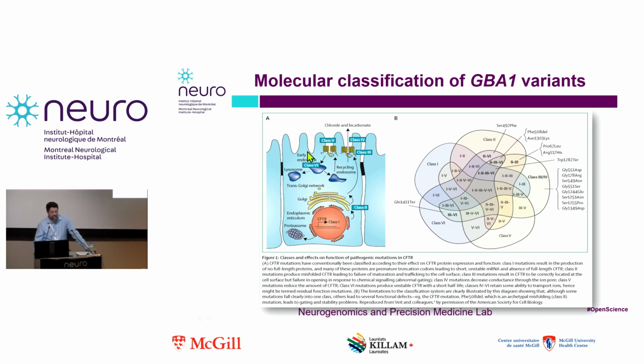Then there's class 5, which is another issue that I don't remember right now. And class 6 is those that are proteins that are unstable and being degraded fast. So they do reach the membrane, and they're just being degraded too quickly.